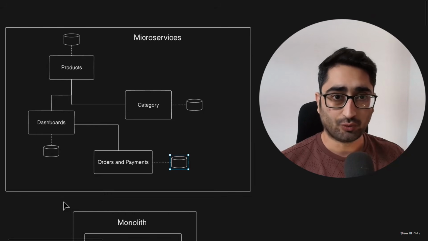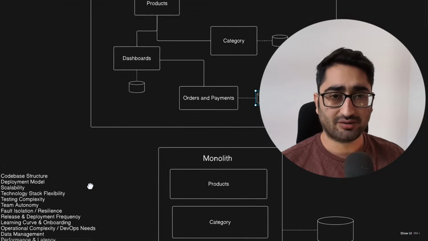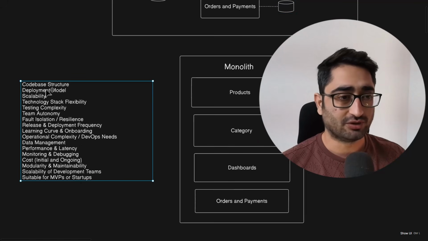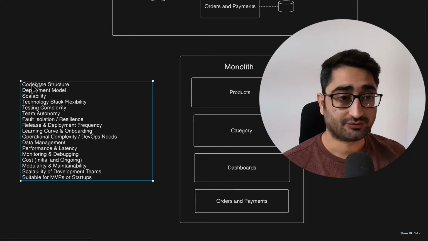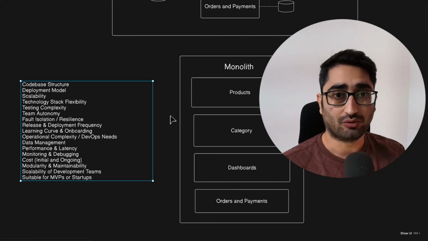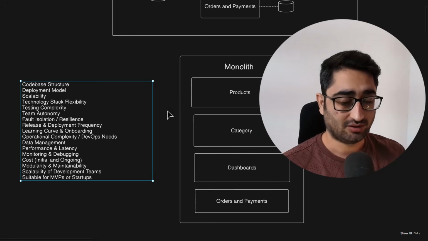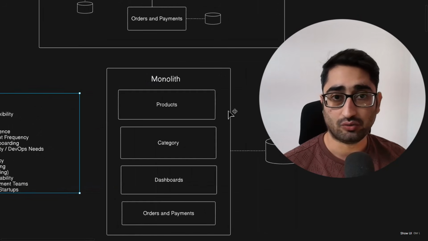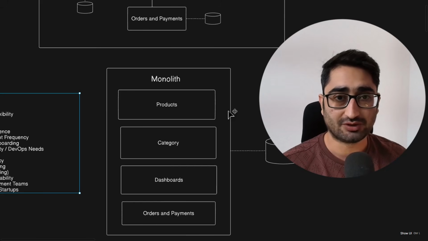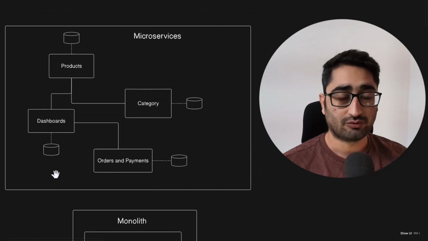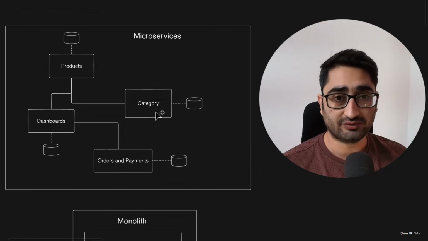Now let us talk about both of them. We are going to evaluate both of them with respect to a few points. I've written a few points over here so that it's easier to discuss. The first thing is code base. What is code base? Code base means the entire code of the application, and how that is structured. When it comes to a monolith application, the single application will have the code base for all the modules. For example, it is going to have the code for products, category, dashboard, and everything will be there in a single code base. But microservices is going to have different code bases for different services.